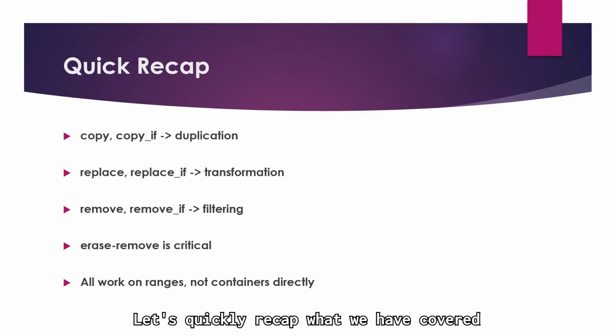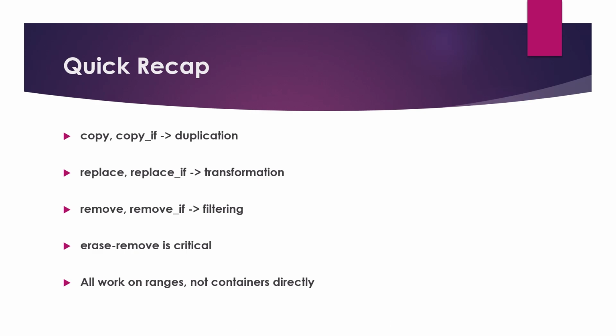Let's quickly recap what we have covered today. Use copy and copy_if when you want to duplicate or filter data into a new container. Use replace and replace_if to transform values in place based either on equality or a condition. Use remove and remove_if to filter out unwanted elements. But remember, you must follow it up with erase to truly remove them. All of this works on iterator ranges, not containers. So understanding iterator mechanics is key.